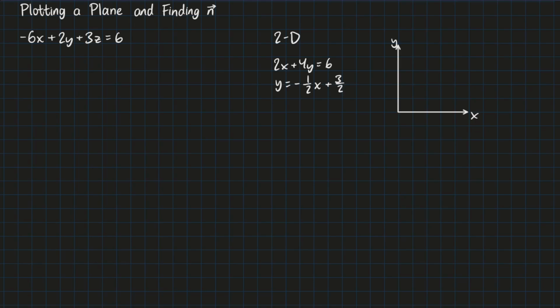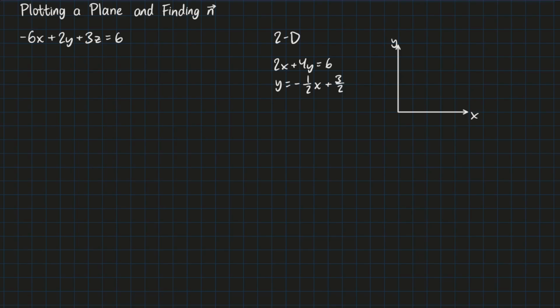Now from here, you may remember that it's very easy to plot the line because we have the y-intercept 0, 3 halves, and we can put a point there, and we have the slope, so we can go 2 across, 1 down, and get our line like that. But I'm going to show you another method that is along the lines of how we would plot our plane in 3D. So what we can do to find the line is to get 2 points, and we can do that by getting the x-intercept and the y-intercept.